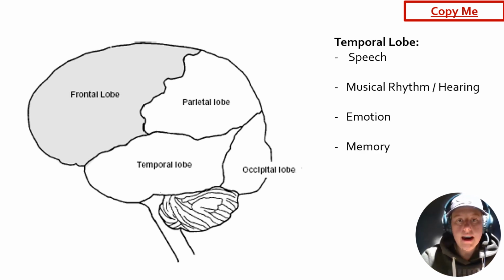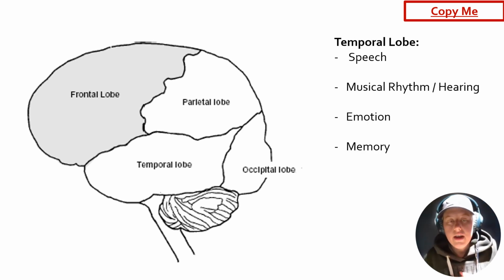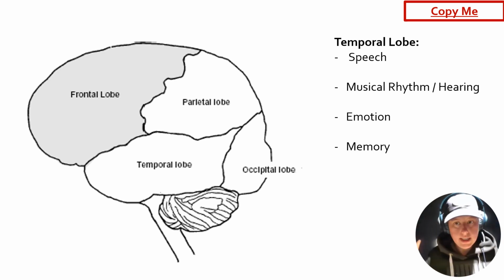And then we have the temporal lobe. So this is again involved in speech, musical rhythm, hearing, emotion, and memory. Now these again are very, very overview generalizations of what happens in each of these lobes. There's lots of cross communication between the different lobes.